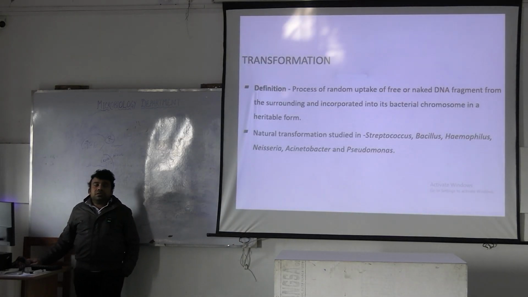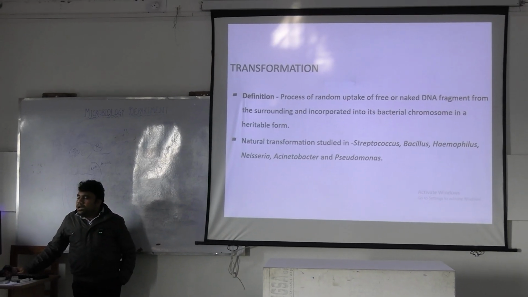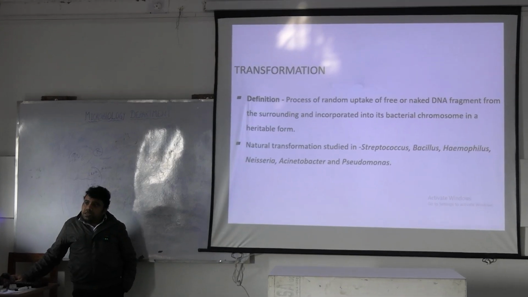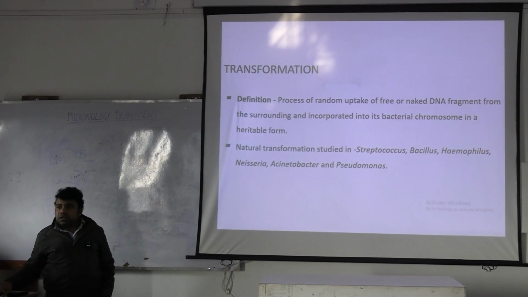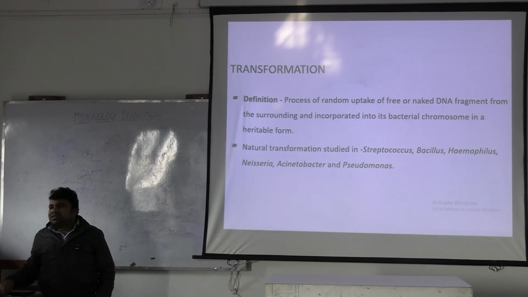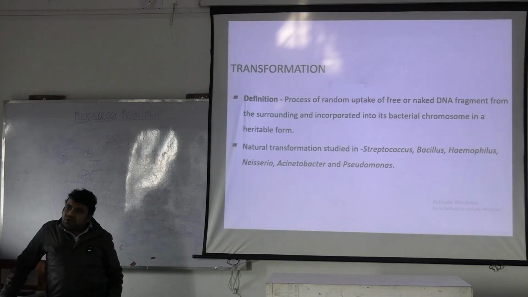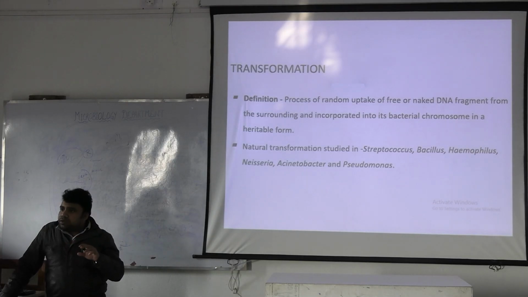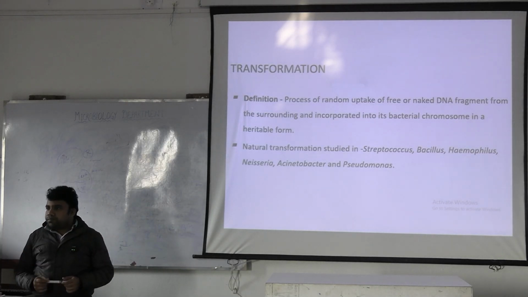Now this transformation naturally occurs in many bacterial species like Streptococcus, Bacillus, Haemophilus, Acinetobacter, Pseudomonas. If you recall, while talking about bacterial morphology, I described something called a biofilm. So what is a biofilm? The slime layer, the outer covering, that is mucoid. When many organisms come together, they form what is called a biofilm.